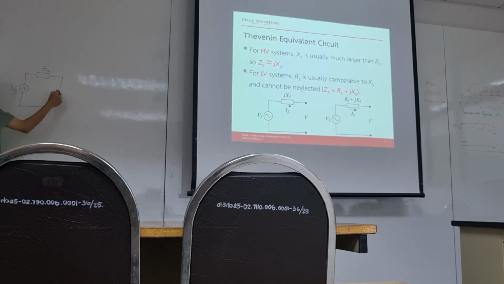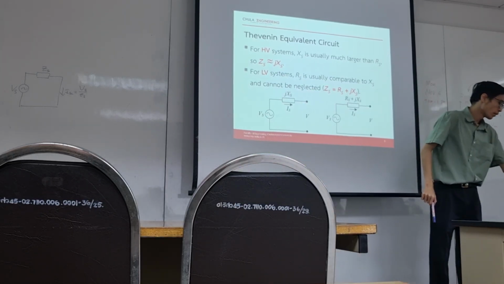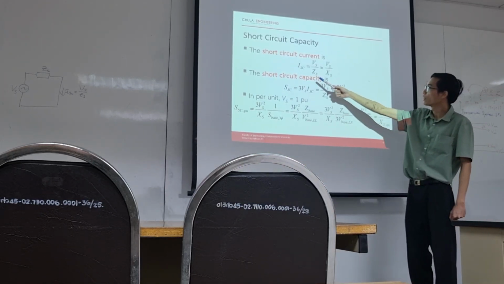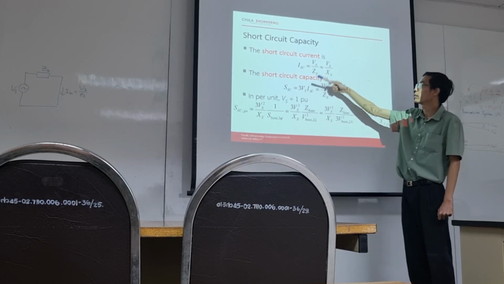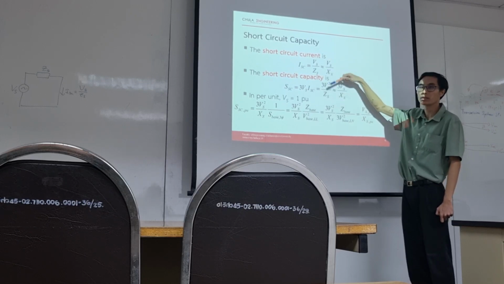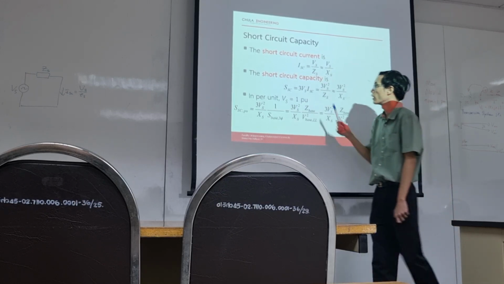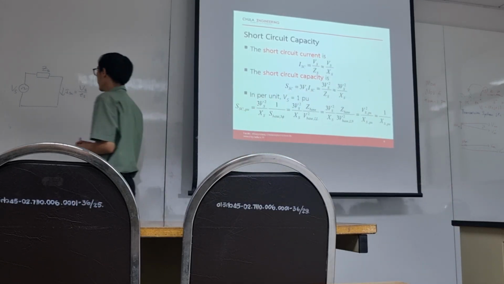Short circuit, calculate the current ISC equal this divided by this, right? Current ISC equal VS divided by Z. If we neglect R, we can get VS divided by XS. Okay, we talk about just only the magnitude. So we neglect j, just only the magnitude. Then you have short circuit capacity.